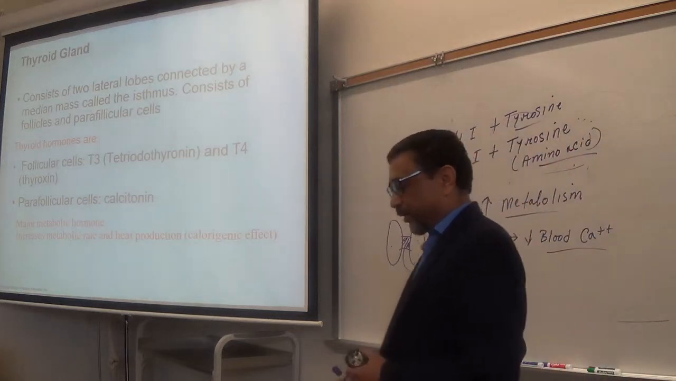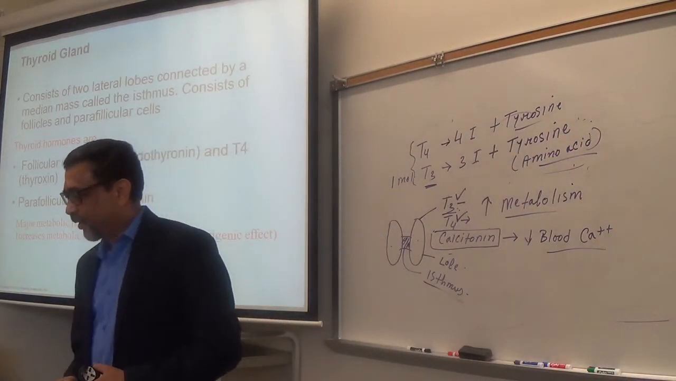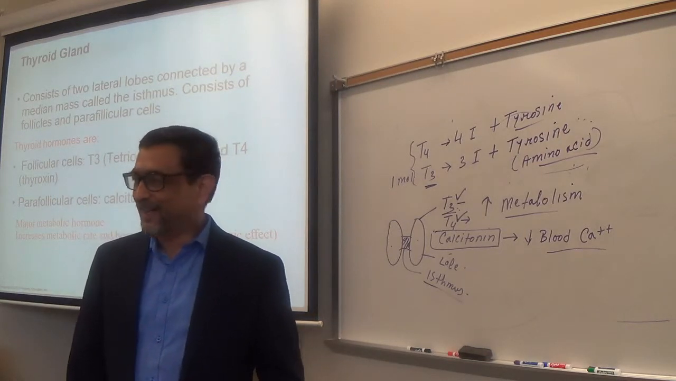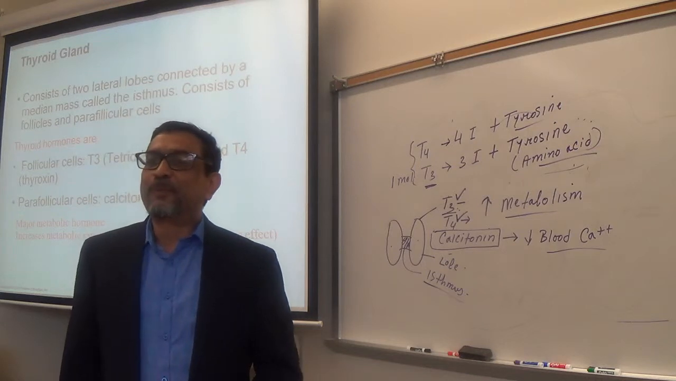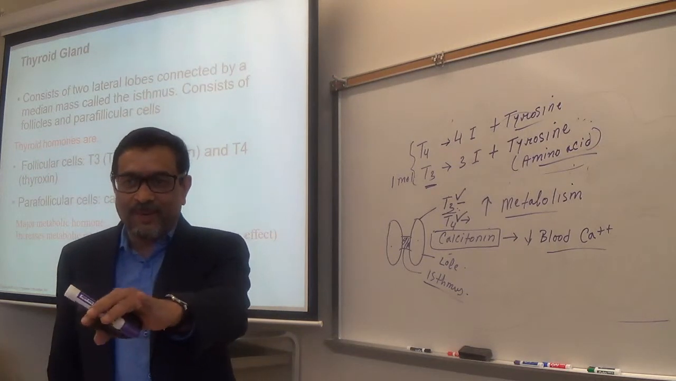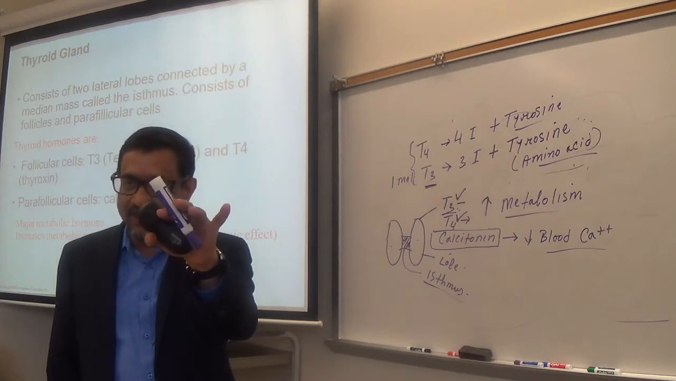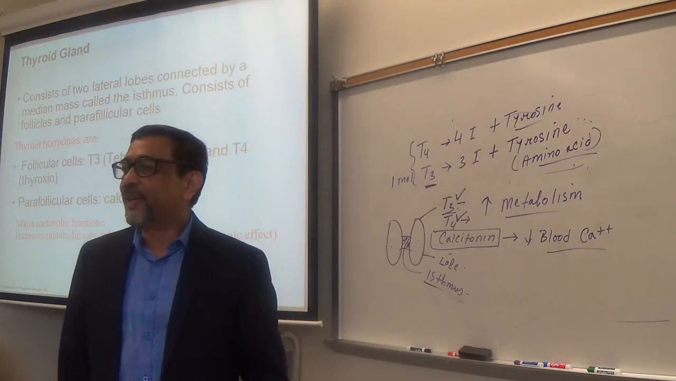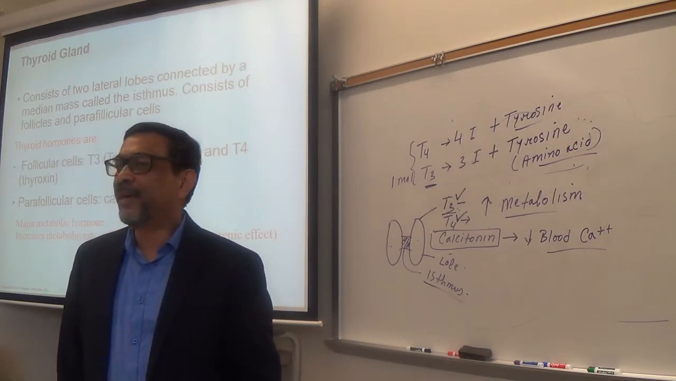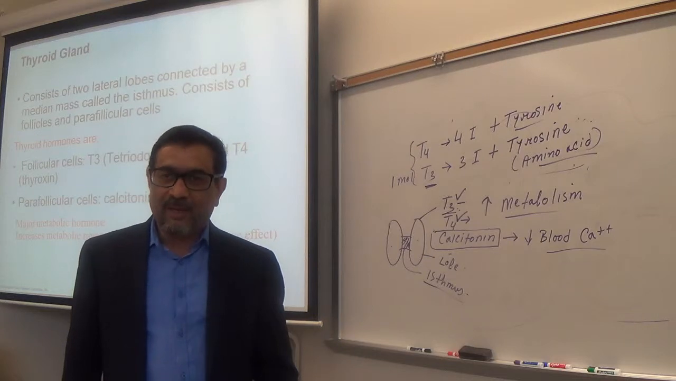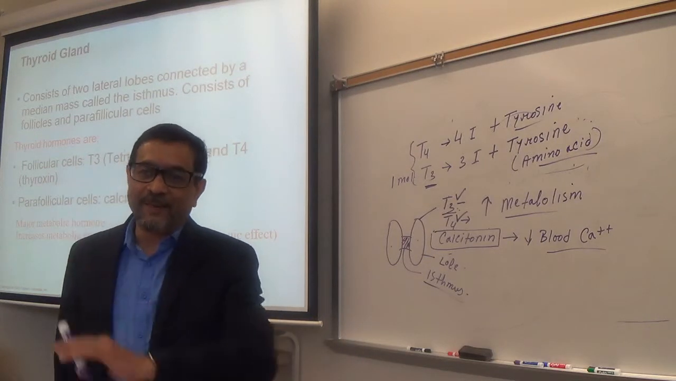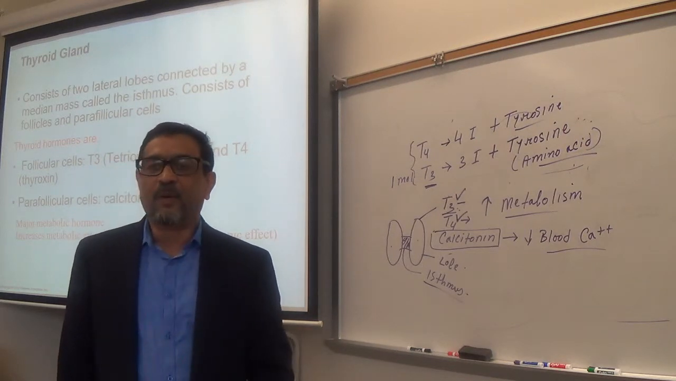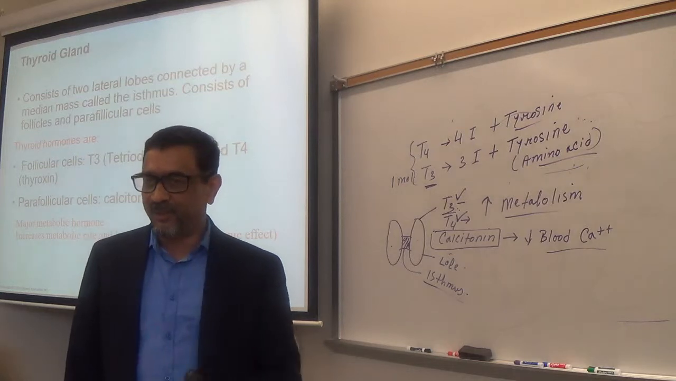So let's quickly review. Who is the master gland? Pituitary, right? And pituitary controls the other glands of the body, endocrine glands of the body, right? That's why it is called the master gland. Another name of pituitary is what? Hypophysis. Very good. Pituitary has how many lobes or parts? Two. Anterior and posterior. How many hormones come from anterior? 6. How many hormones come from posterior? 2. Okay, good.